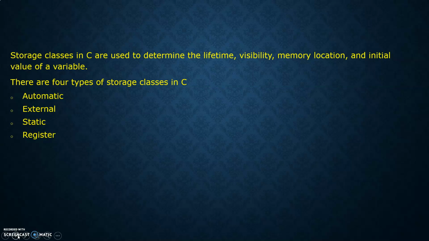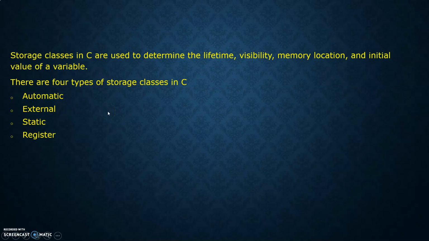Thus, a storage class is used to represent the information about a variable. In a single line, I can say it is used to determine or represent the information about a variable. Here in this description, it is used to determine the lifetime, the visibility, the memory location, and the initial value.